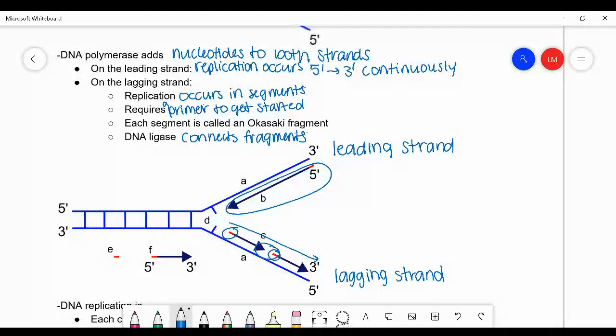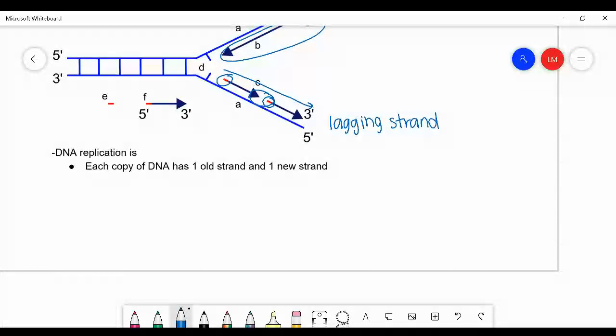So the leading strand, we can add from 5' to 3' continuously, no problem. On the lagging strand, it has to be in fragments because replication has to occur in the 5' towards the 3' end. The last thing is that DNA replication is called semi-conservative, because each copy of DNA will have one old strand and one new strand.